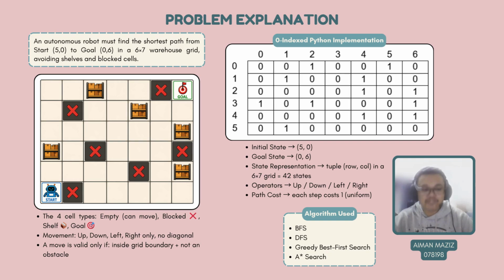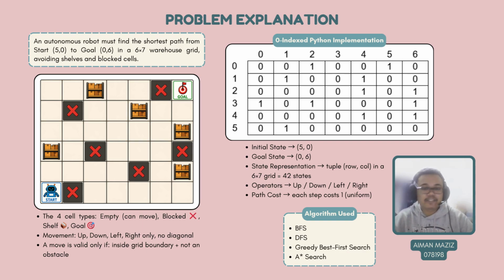There are 4 types of cell. The empty cell, which the robot can move into, the block cell and the shelf cell, which the robot cannot move into, and the goal cell, which would be the endpoint of the robot. Now, the robot can only move up, down, left, and right, and a move would only be valid if it stays inside the grid boundary and does not go into an obstacle.